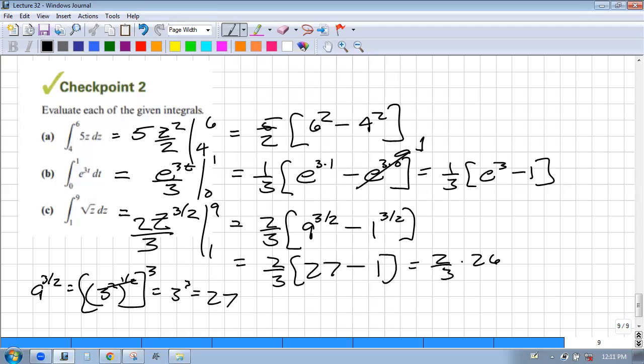All right, the calculus is easy. The biggest hassle here is dealing with powers, right? Recognizing that this is 3 squared and this is to the 1/2 power and then cubed. So recognize that's the hardest part of this problem, is recognizing that 9 to the 3/2 is 27. The calculus part is simple.